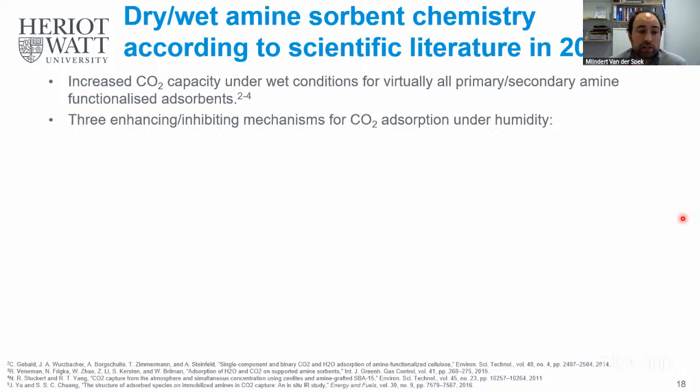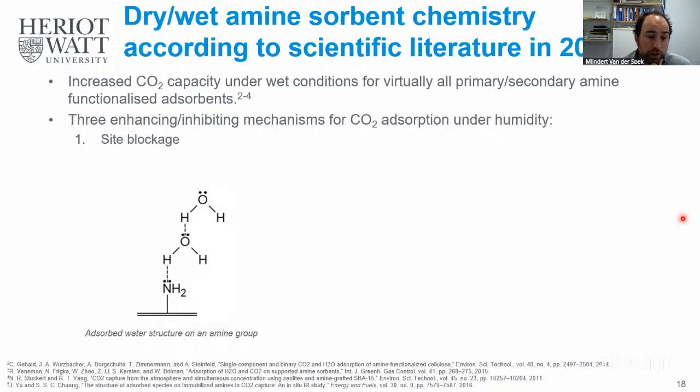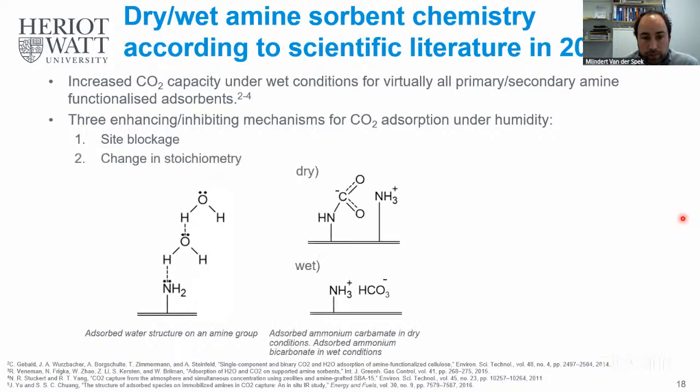Then the literature suggested that there would be three enhancing and/or inhibiting mechanisms for CO2 adsorption under humidity. The first one was site blockage. This goes against the notion of enhancement, but if you have water adsorbed, water hydrogen bonds with amino groups, so it forms clusters on these groups, and in that way it can inhibit CO2 adsorption. Then there was another mechanism that was very often reported in the literature, and that was the difference in stoichiometry and in the speciation under dry and wet conditions.